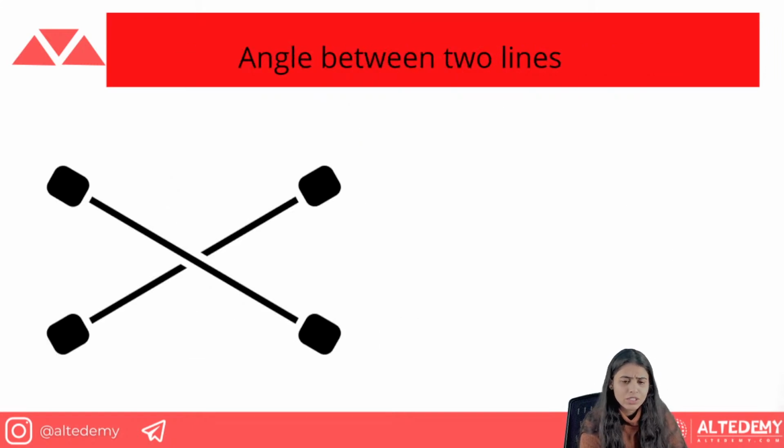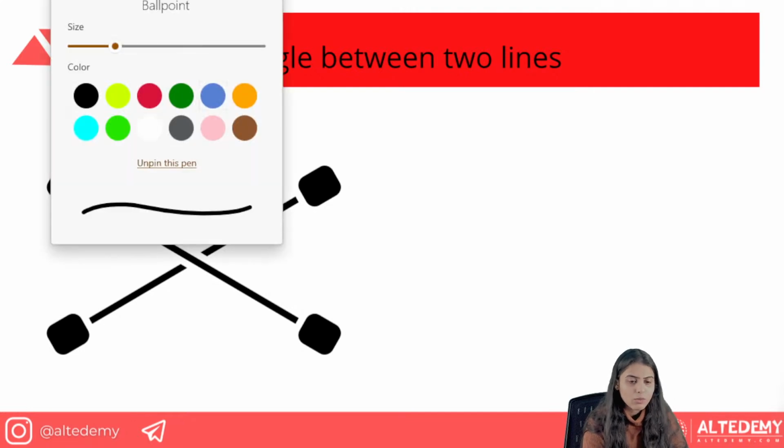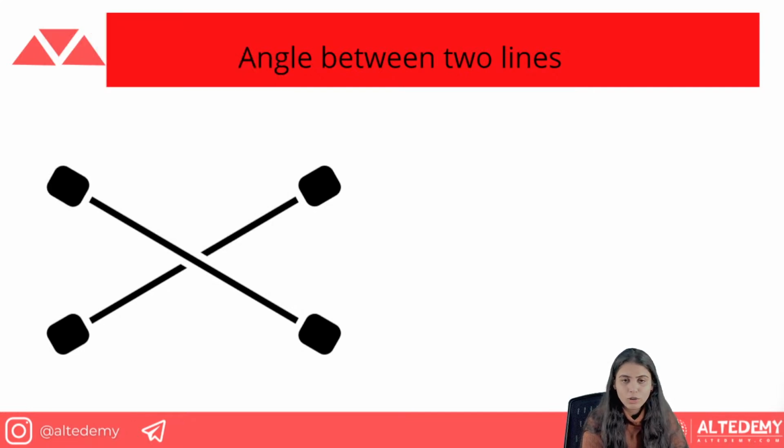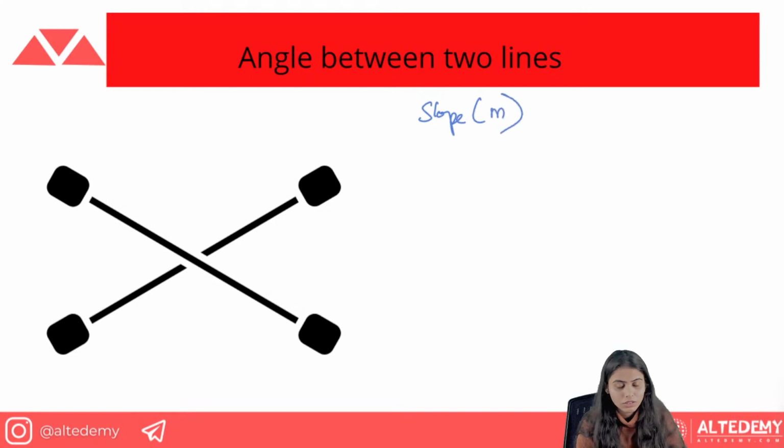The other thing which is left is the angle between two lines. Assuming that you already know what slope is, the slope is represented as m. How can you write m? That is m equals tan theta.